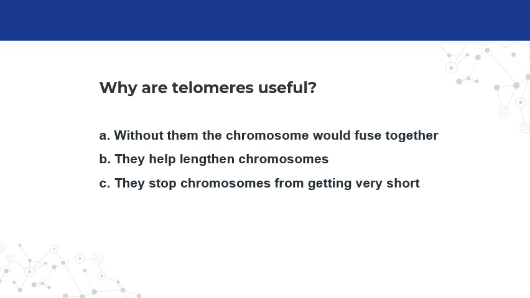Why is it A and not C? Look at this. This is asking you about telomeres. Telomere is the end of the chromosome. Now, A says without them, the chromosomes would fuse together. That's a big problem, right? So the telomeres and the telomere loop are going to prevent your chromosomes from fusing. Now, do they help lengthen the chromosomes? No, that's the job of the telomerase. They stop chromosomes from getting very short. But the telomeres are not doing anything. They're just sitting there. Telomerase is going to stop the chromosomes from getting very short.